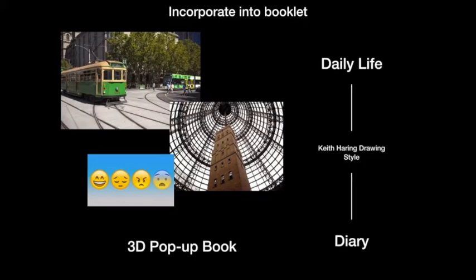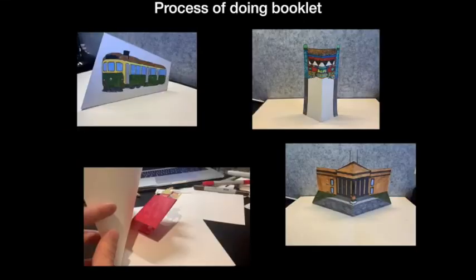And this is what I think of my booklet. I want to incorporate my daily life into the booklet. And also I want to use a very interesting method, the 3D pop-up book, to make it. And this page is some of my experiments. And you can see the tram, the Chinatown, and the stain library. And here's a little video.